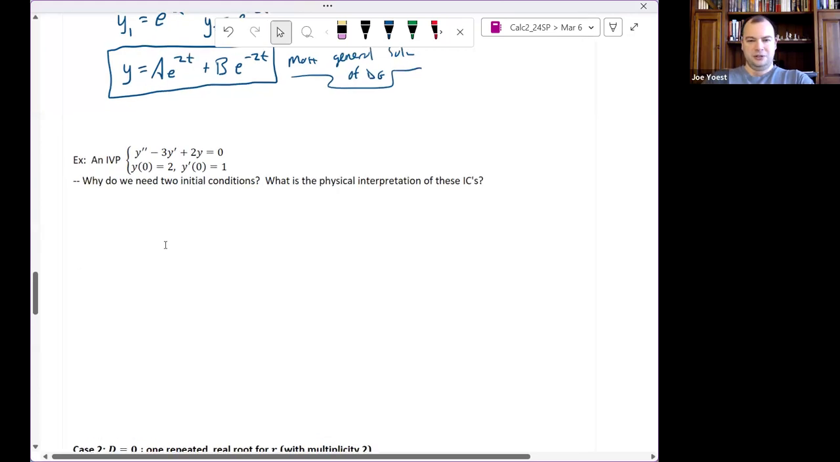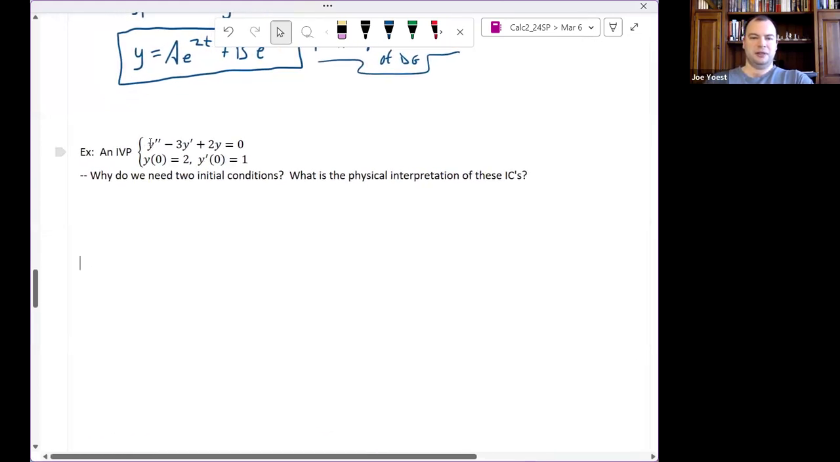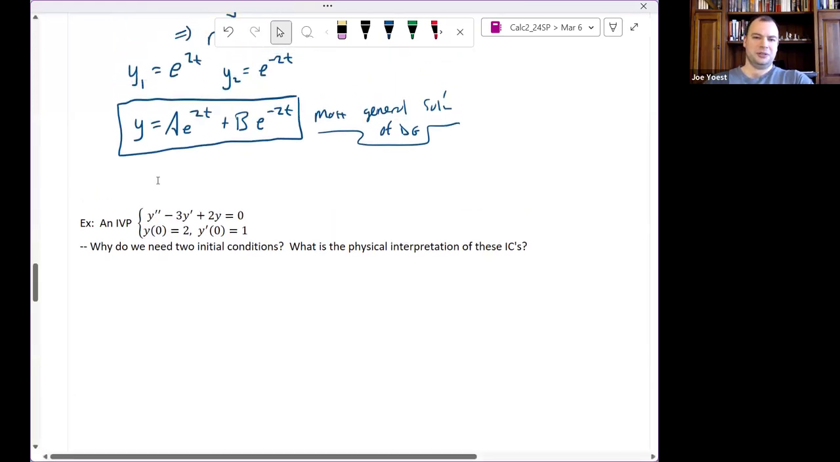What if we had an initial value problem like this, where we have a differential equation, y double prime minus 3y prime plus 2y equals 0, with some associated conditions. Remember, our solutions to the differential equation are families of functions. That's true in first or second order. In first order equations, it's a family of functions parameterized by one arbitrary constant. So we need one constraint to determine that one arbitrary constant.